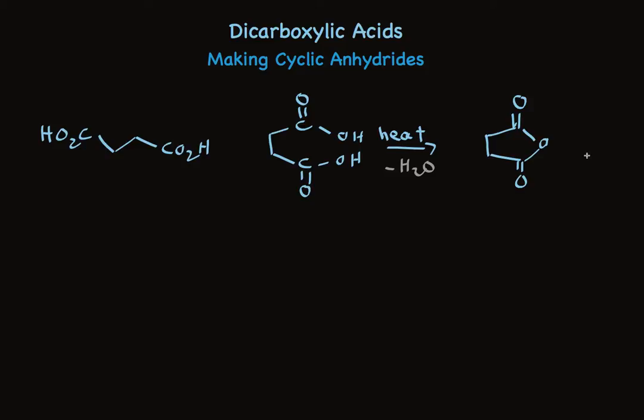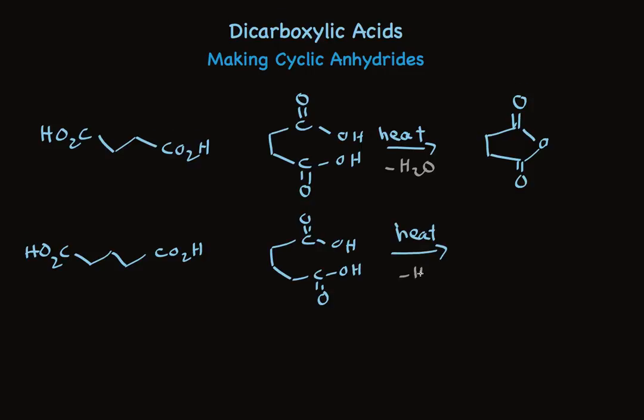Formation of 5-membered rings is favorable, and the formation of 6-membered rings also is favorable. So when the carboxyl groups are separated by 3 methylene groups, this also works well. I'll rewrite the structure. We have 3 methylene groups between the 2 carboxyl groups. So we need to draw 3 methylene groups in this conformation. Here's the 3rd. We'll draw the carboxyl group here, and when it's heated, water is lost to form a 6-membered ring. You share the oxygen here. So these 2 special dicarboxylic acids form cyclic anhydrides readily. And there's one more special reaction to talk about.